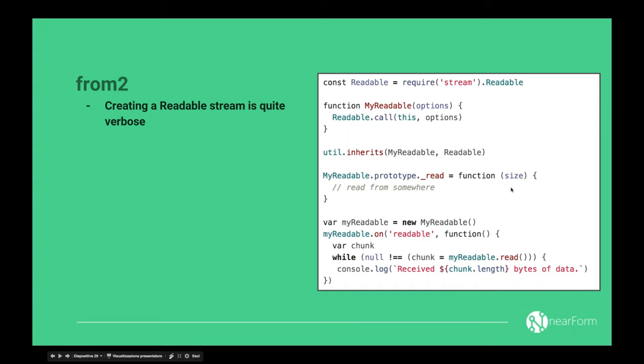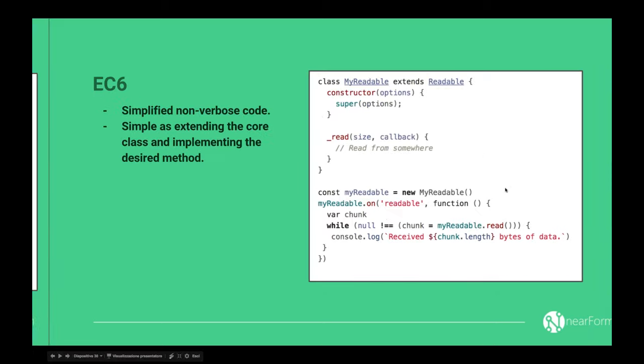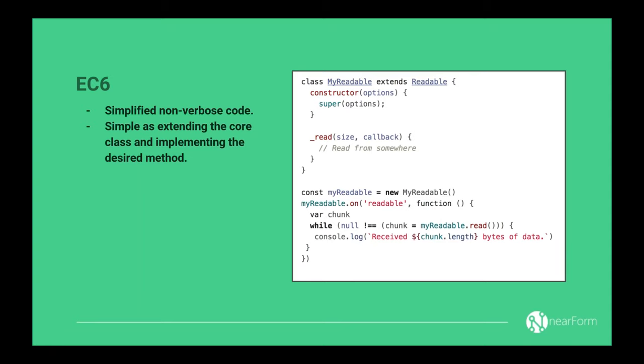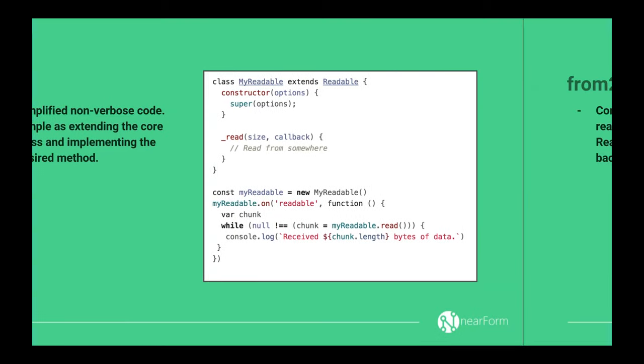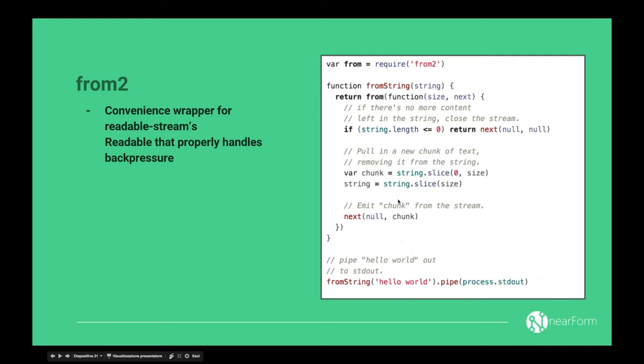You attach the method to the prototype. Now, you can do the same thing using ES6 classes, which are nicer to read, let's agree on that. But on the other hand, we can also use from two. From two is a really nice way of wrapping a function and producing a stream out of it.